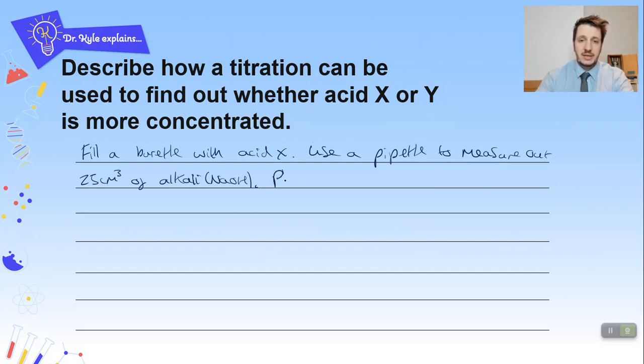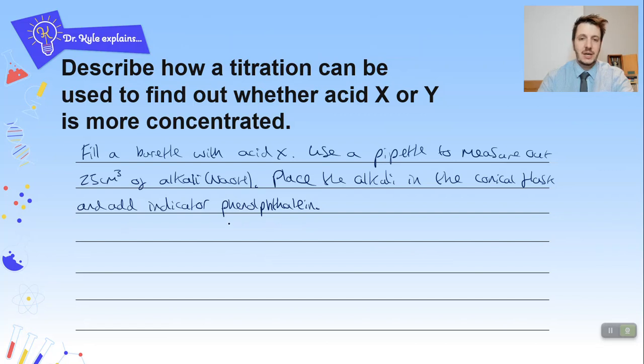So we're going to place the alkali in the conical flask and add indicator, phenolphthalein. Make sure you understand that word, phenolphthalein. That's an indicator. Good to get a good try of the spelling for your exams. So you've added the indicator phenolphthalein.